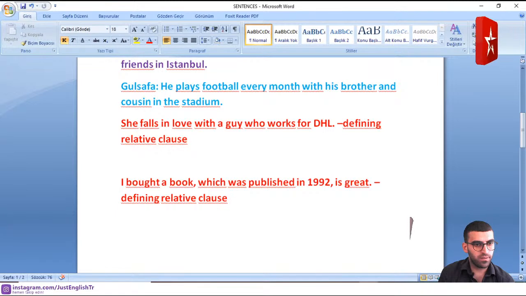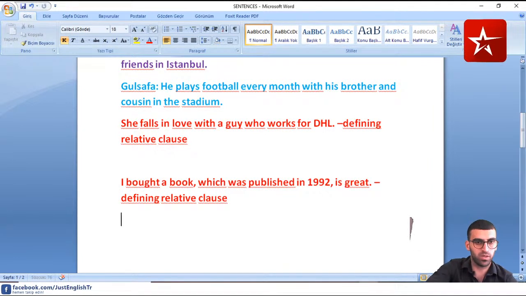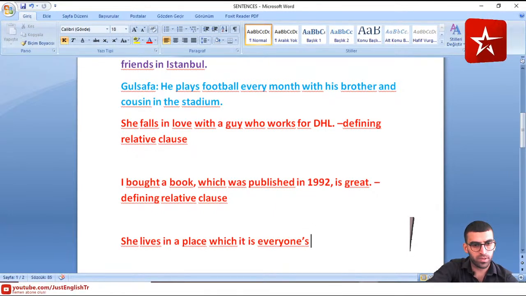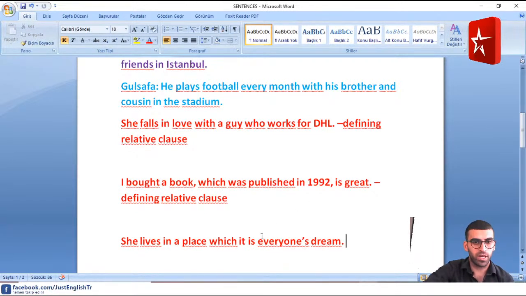And Gustafa says she lives a place where everyone's dream of. She lives in a place. Gustafa, we have to write like this. She lives in a place, she lives in a place where, but not where, which it is everyone's dream, or everyone dreams of, which everyone dreams of.